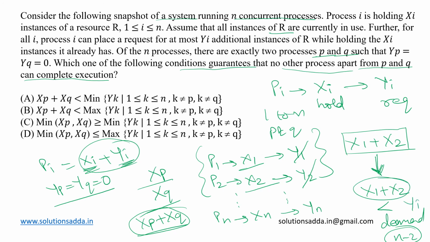any yi. So we can see that in option A, xp plus xq, meaning the released resources, must be less than the minimum requirement of any of these k processes, such that k is not equal to p and k is not equal to q. That simply implies that for all the processes except these p and q, the released resources must be less than any of their requirement. With this, none of these n-2 processes will be able to complete its execution and only these 2, P and Q, will be able to complete. So the correct option would be A.